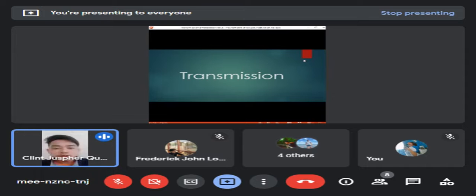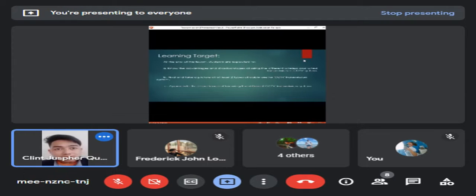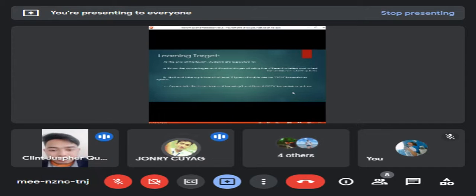Transmission. Before that, let us read our learning objectives. At the end of the lesson, students are expected to know the advantages and disadvantages of using the different wireless and wired transmission in CCTV. Find a picture of the two types of cable used for CCTV transmission. Appreciate the importance of knowing the different CCTV transmission. Are you ready for the lesson, class? Yes, sir. Kindly please listen, participate, and reflect.